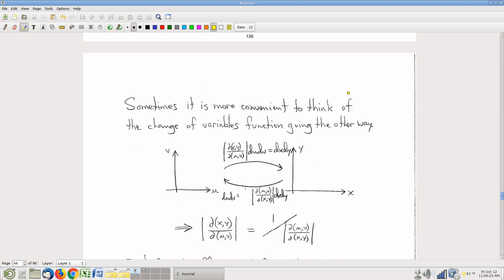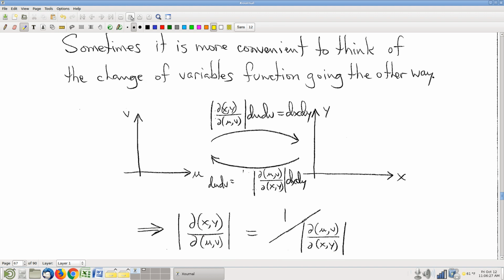Okay, next example. Oh, okay, so first an observation. Here's how we've been thinking of the change of variables process. We've been thinking of x and y as being functions of u and v, in which case the stretching factor is that little Jacobian determinant that I write as a symbolic fraction.